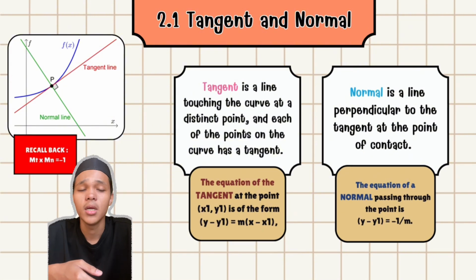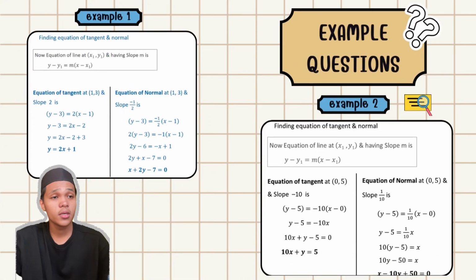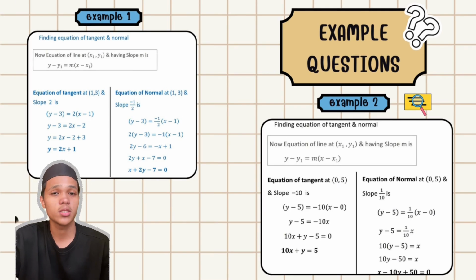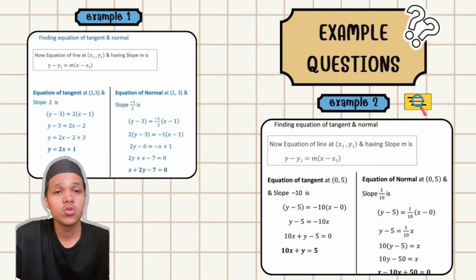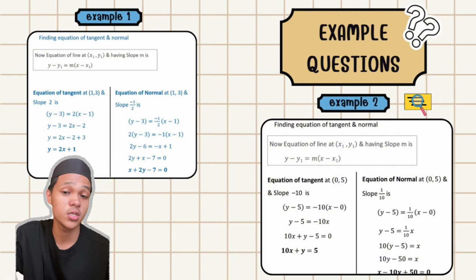When you study 2.1, the topic about tangent and normal, you must remember the formula mt multiplied by mn equals -1. These are the example questions. We have example 1 and example 2. I will explain example 1, because example 2 is the same as example 1. For example 1, the questions are to find the equation of tangent and normal.